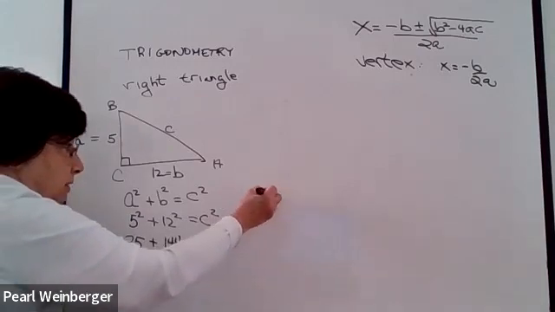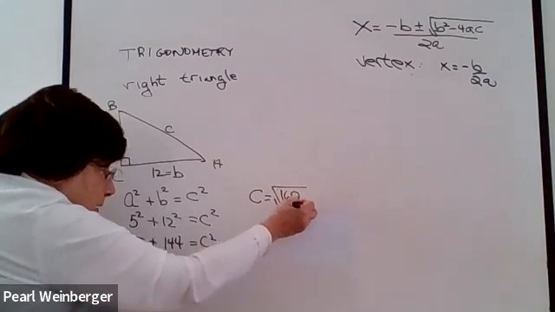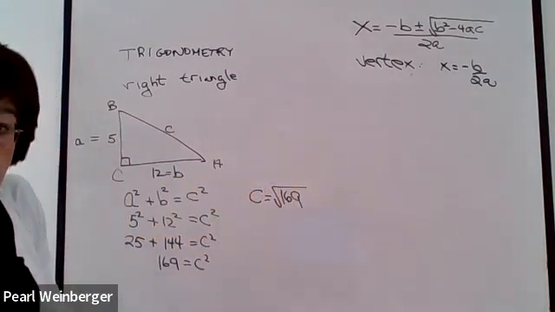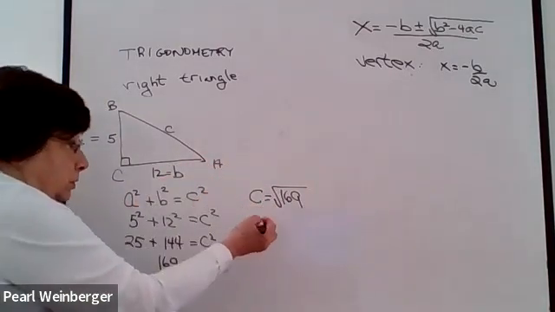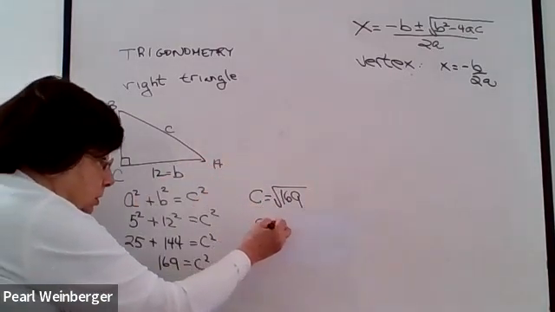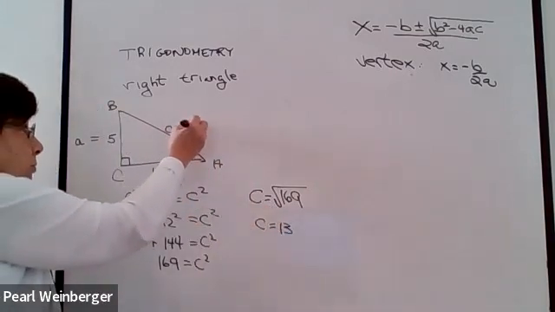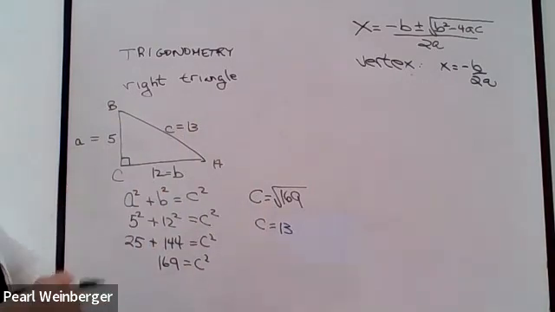So the c has to be the square root of 169. Now 169 happens to be a perfect square. You may recognize it. If not, you can apply your calculator, and the square root of 169 is going to give you 13. So the hypotenuse of this right triangle happens to be 13.